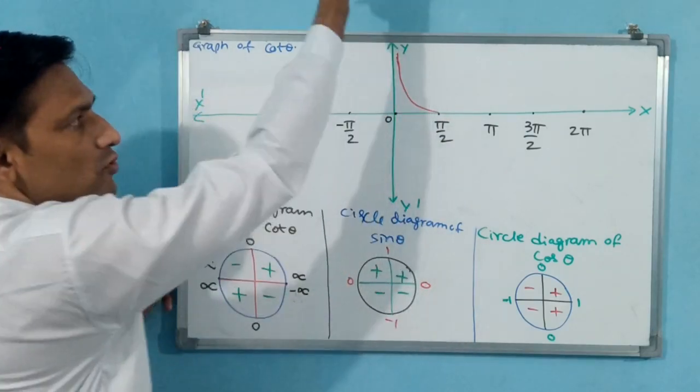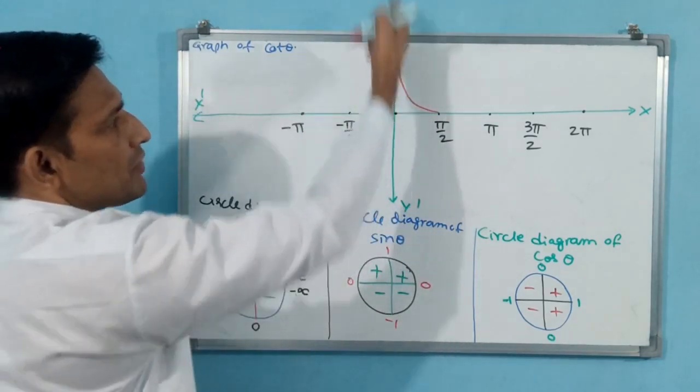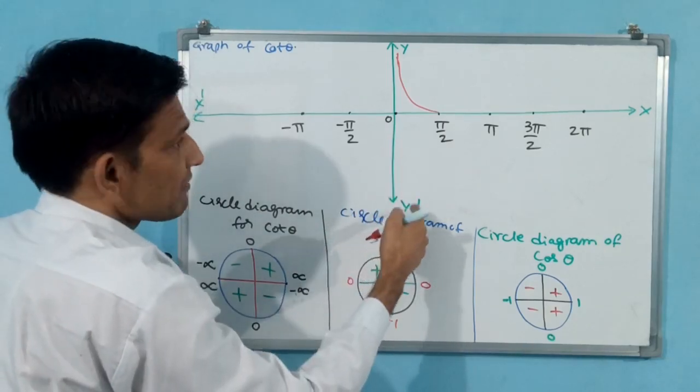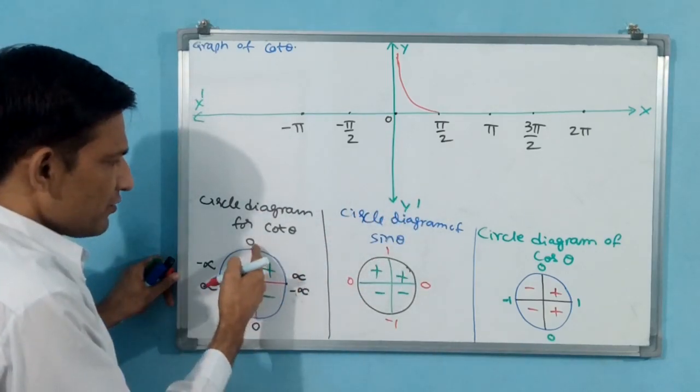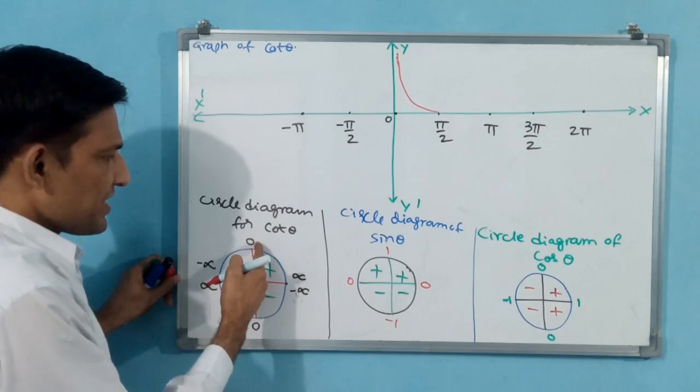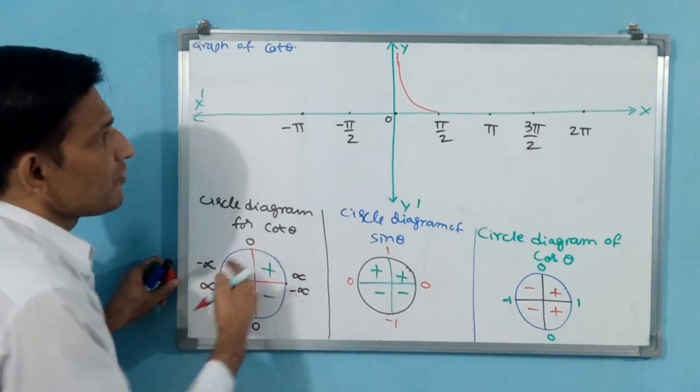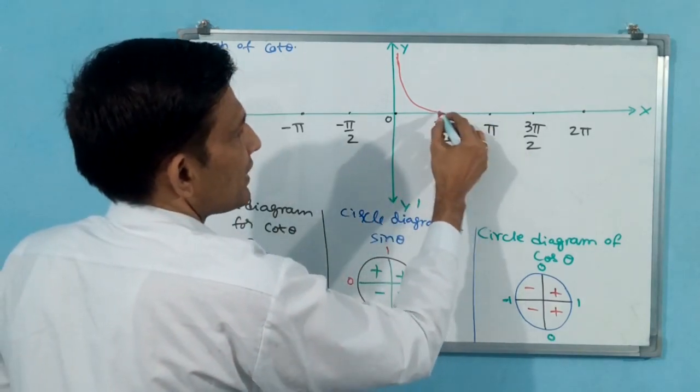Because here you don't know what the value will be, that is why this is positive infinity. Negative infinity means the bottom side it will come. Positive infinity to 0. Again, from 90 degree to 180 degree, 0 to negative infinity.